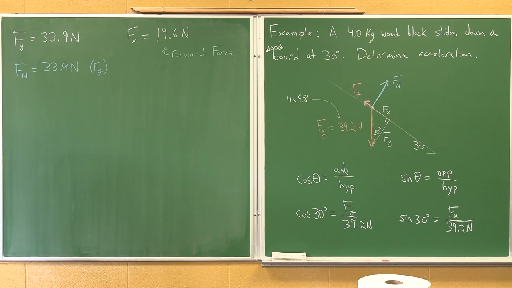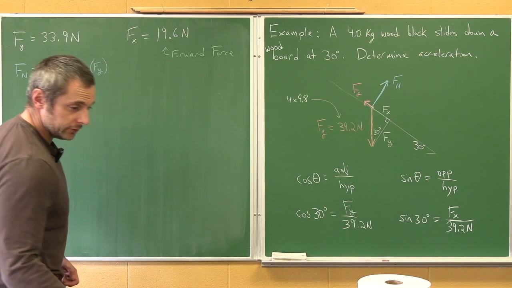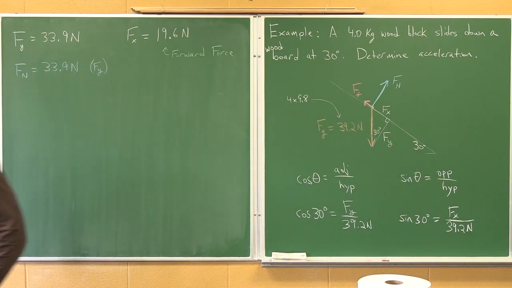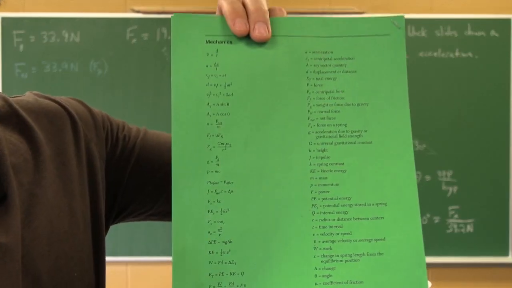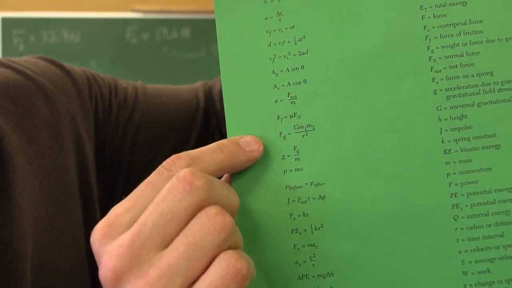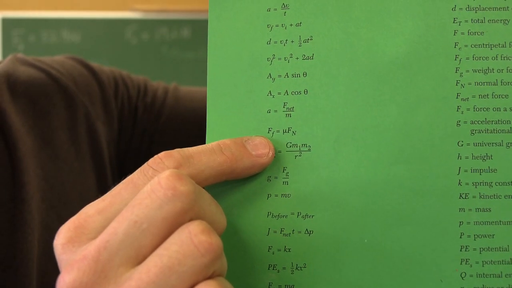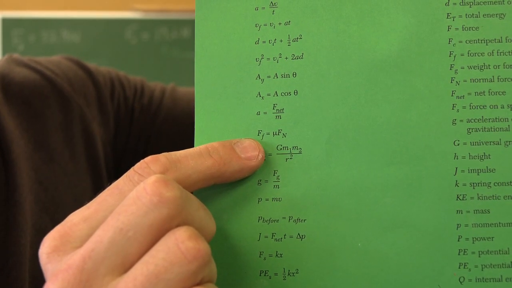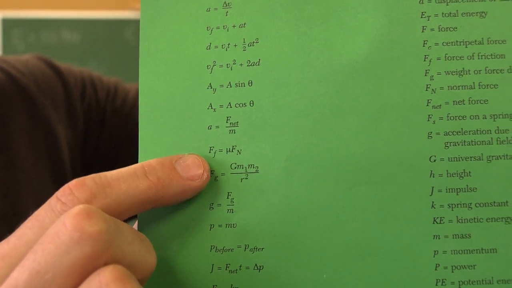Now that I have the normal force, I can calculate the force of friction. Because force of friction I can find on my reference table here. If I start at the top and come down, I see here's the equation for the force of friction: coefficient times normal force. So that's what I'm going to use to plug in to get force of friction.